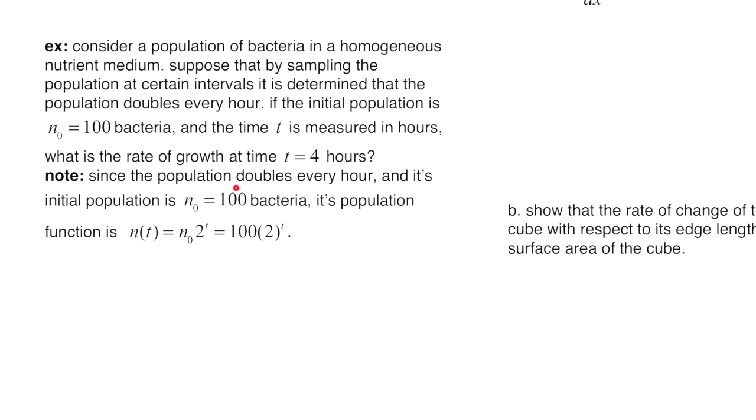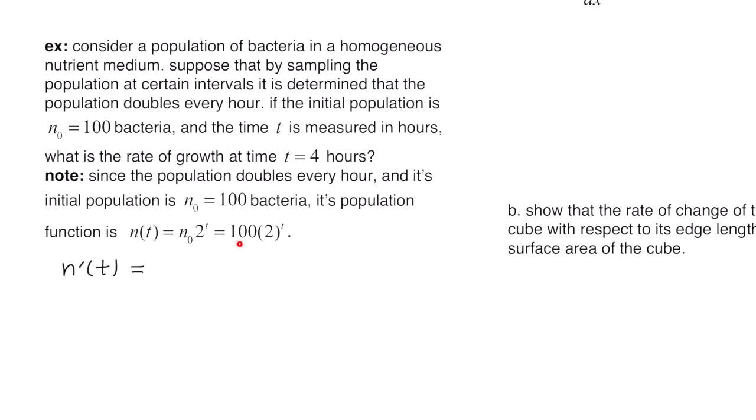I wrote, since the population doubles every hour, and its initial population is going to be 100 bacteria, the population function is going to be written n of t equals the initial amount, and then because the population is doubling every hour, there's our rate of growth. It's going to be 2 raised to the t, and then I plugged in 100 for the initial amount, so we get 100 times 2 to the t. Since we want the rate of growth, we're going to take the derivative of this.